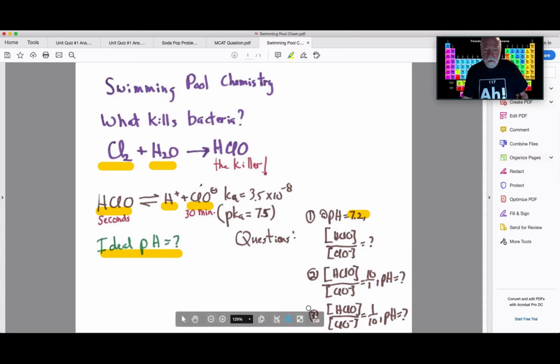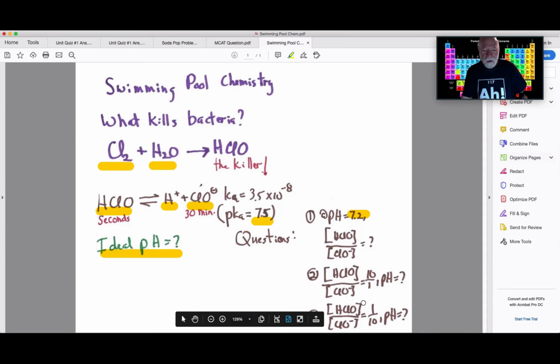Okay, question 2 and 3, I want you to use the table method. So you're going to set the table yourself. Start off with a pH of 7.5. That's the pKa would be 1 to 1. And what I want to know from you is what pH would it be effective at killing bacteria? I want a ratio of 10 of the more effective form to 1 of the not effective form. So I want to know what pH would you have a ratio of 10 to 1.